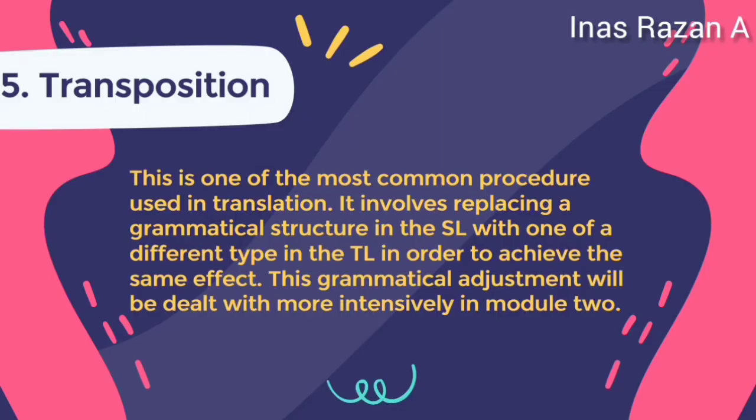The next explanation is transposition. Transposition is one of the most common procedures used in translation. It involves replacing a grammatical structure in the SL with one of a different type in the TL in order to achieve the same effect. This grammatical adjustment will be dealt with more intensively in Module 2. In simple definition, transposition is grouped into an indirect translation technique because it tries to change a grammatical category.